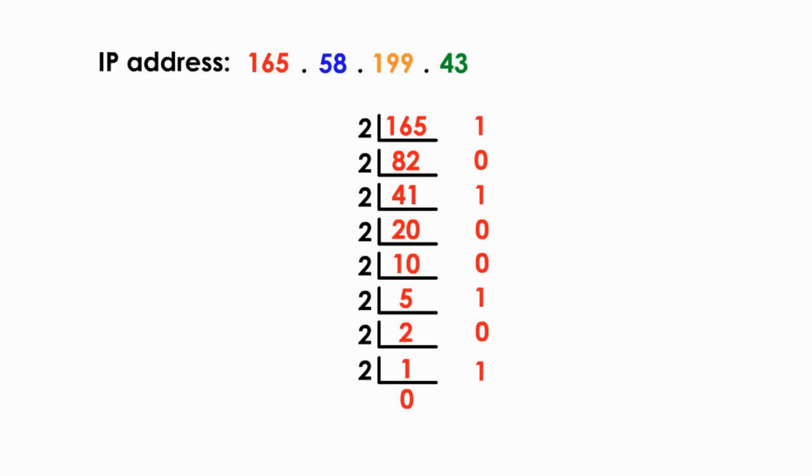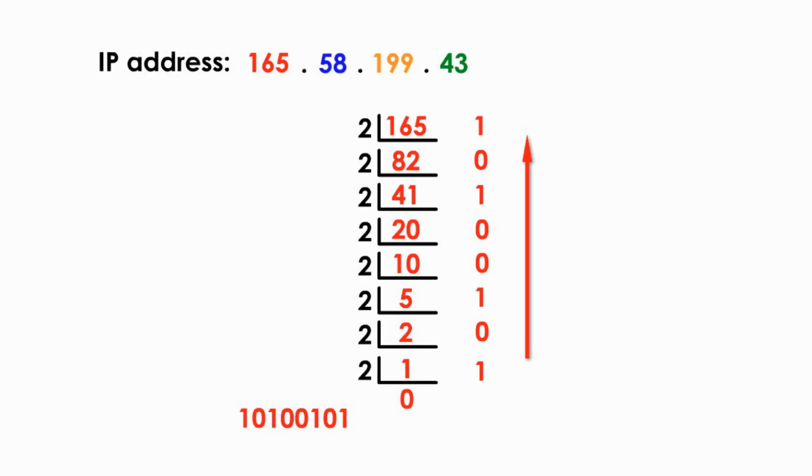Now we are done because the result is 0. We stop when the result is 0. On the right side, there are 8 remainders. From bottom up, there are 10100101, which is the binary equivalent to the decimal number 165. When you write down these remainders, make sure you write them down from the bottom up.